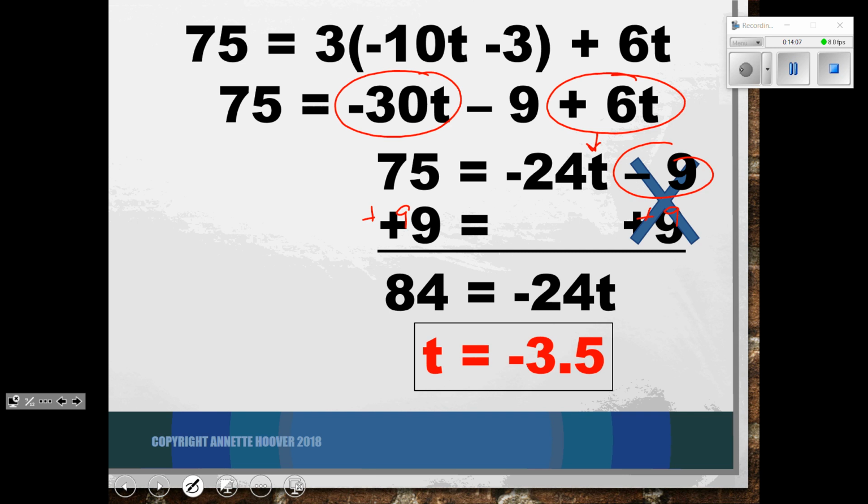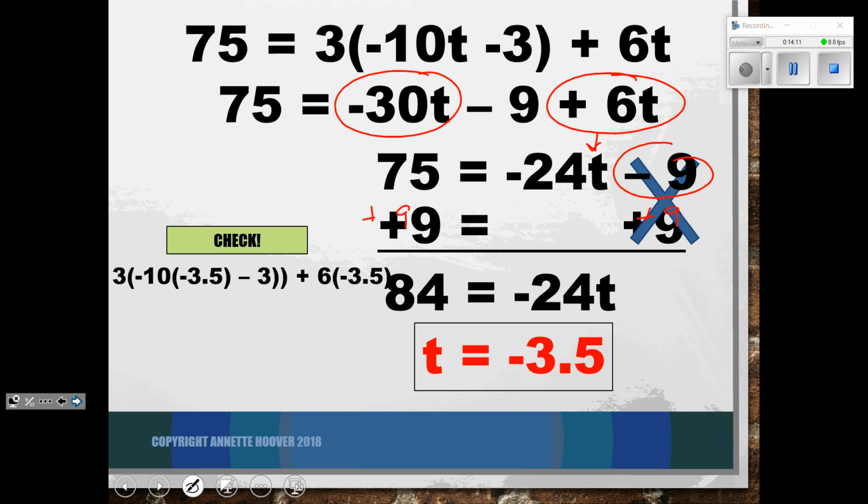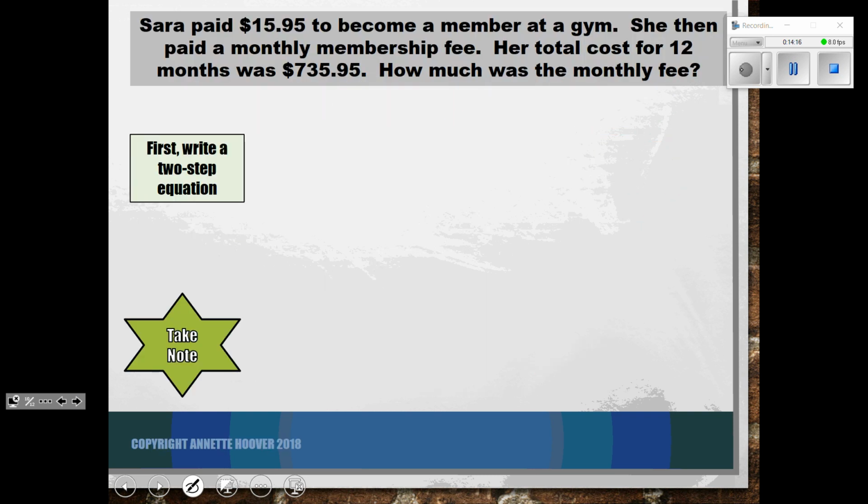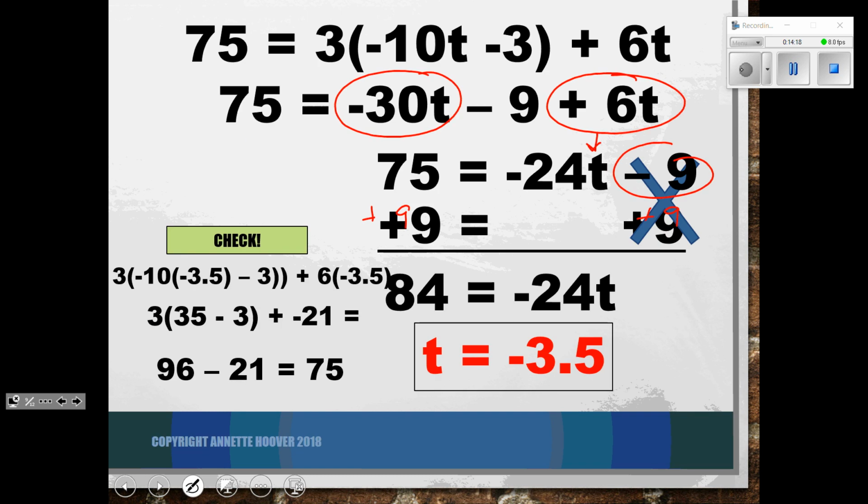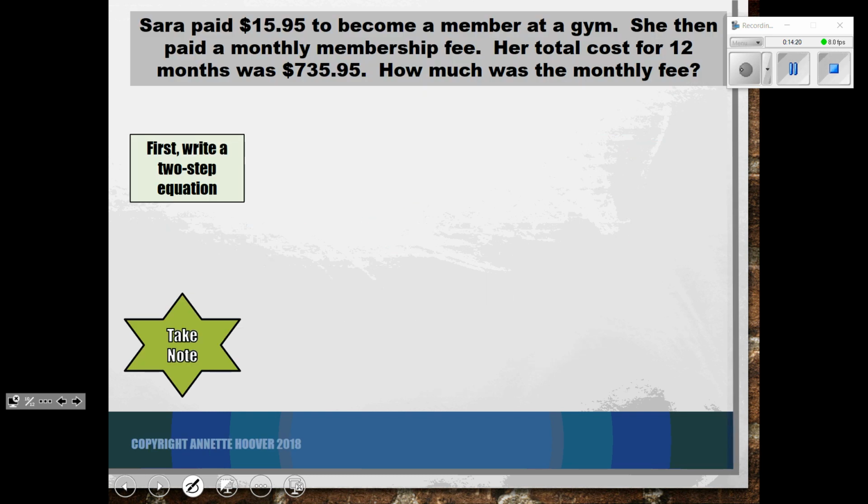Sometimes our answers may be decimals. Again, we can plug that in. When we go through the steps, we will see that it checks. So you can always go back and check it to see if it works out. The rest of this problem solving we're going to do in the next lesson.